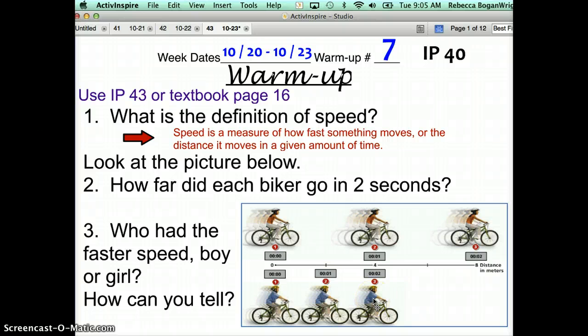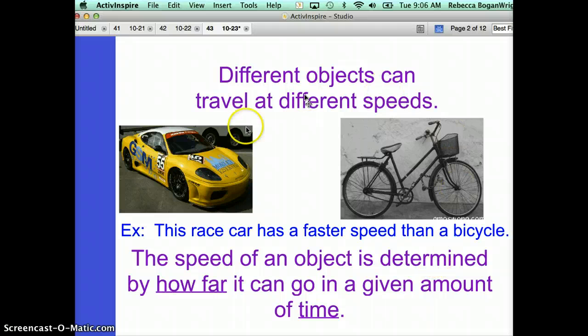Would you please turn to your speed notes on the page that you are completing today? Today you're going to be completing some notes, but for right now, you're just going to listen to this next part. So obviously we know that objects have different speeds.